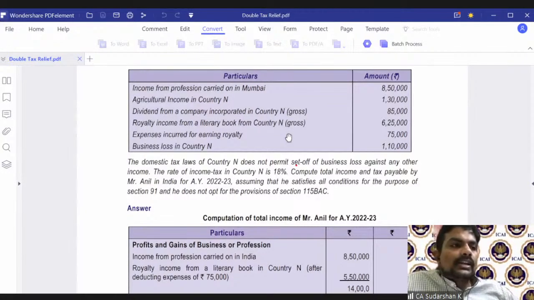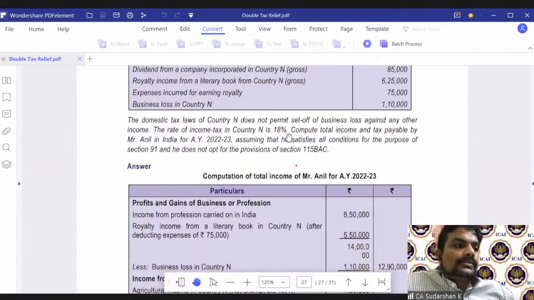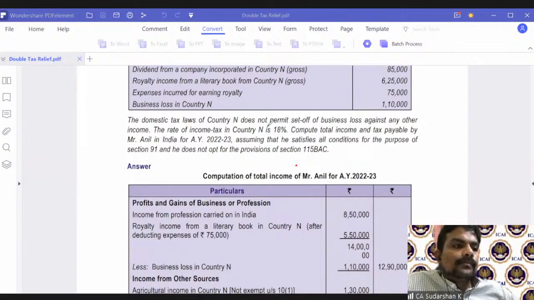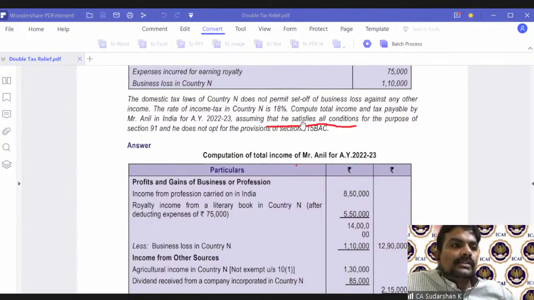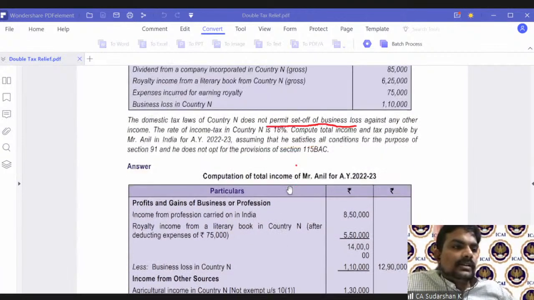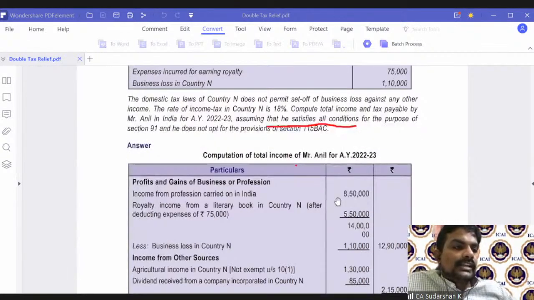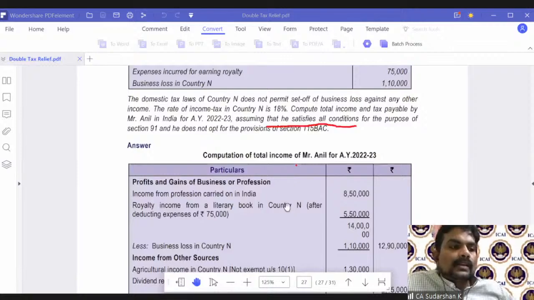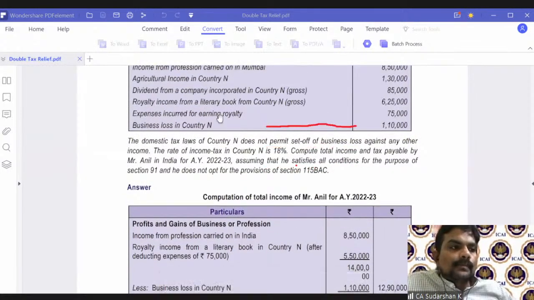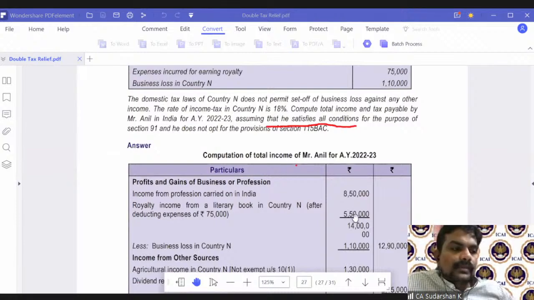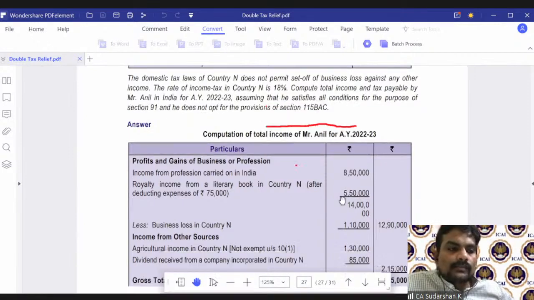So this particular line, therefore, becomes very important. It does not set off permit. So therefore, you can set it off while computing the business income. As you may see here, income from profession carried on in India is 8,50,000. There is a royalty income for which you have also incurred certain expenses. So therefore, you can deduct those expenses and take 5,50,000.